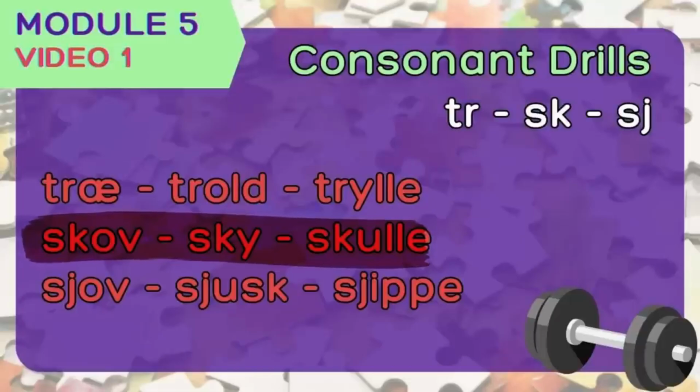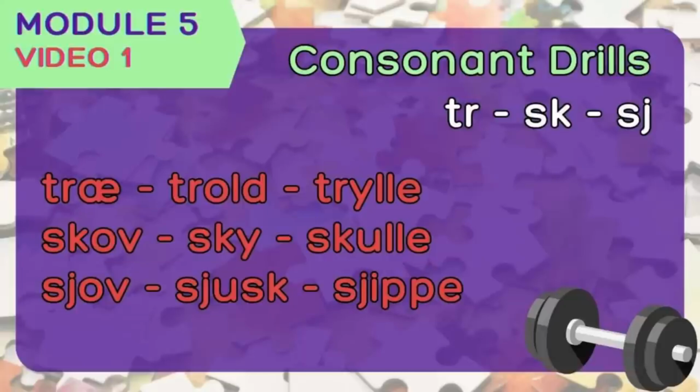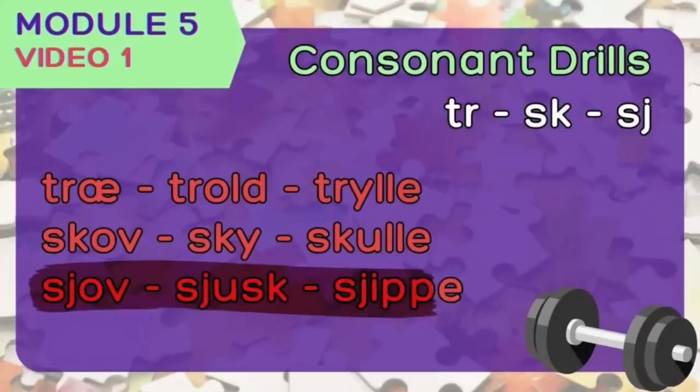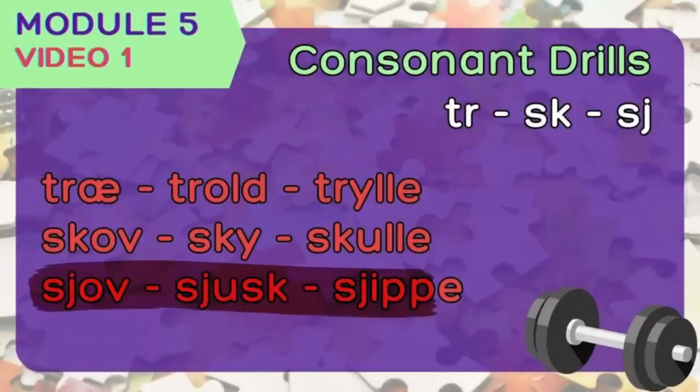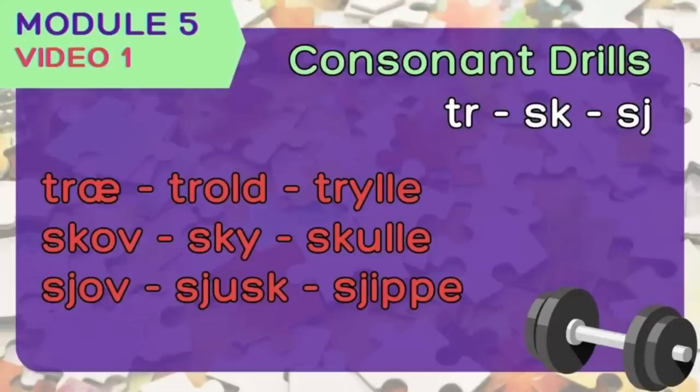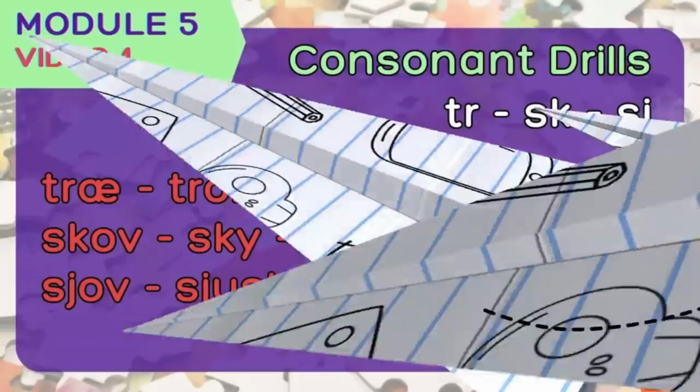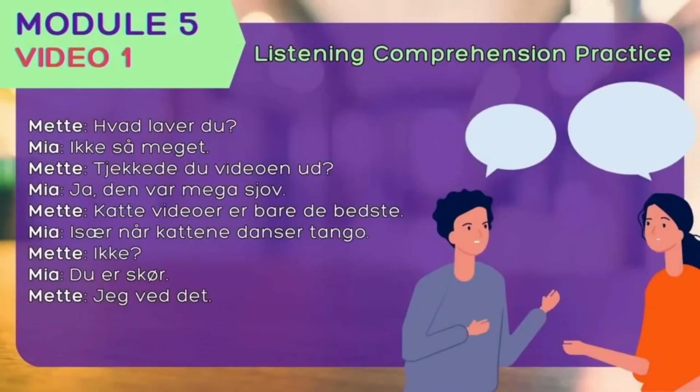Next up, skov, sky, skulle. Skov, sky, skulle. Sk this time, just as the English skirt, for example. And lastly, show. Sjusk. Shippe. Show. Sjusk. Shippe. Notice the S and the J will often sound like a sh, S and a H in English. Sh. Show.